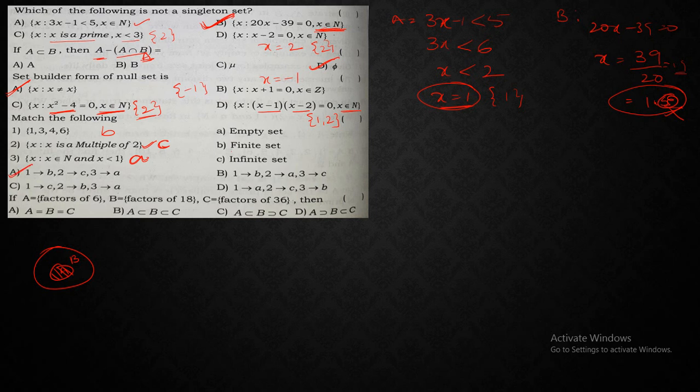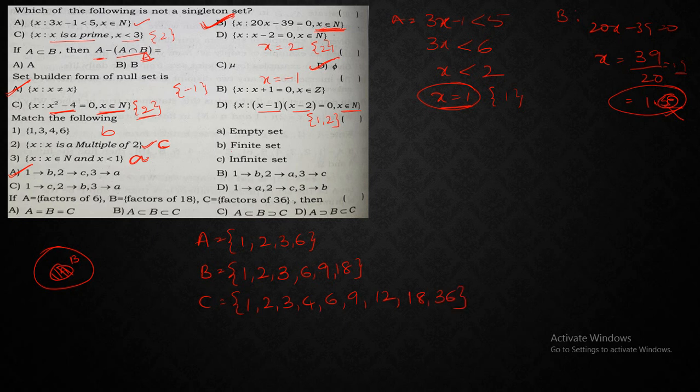So option A. Next, A is nothing but the factors of 6, so A = {1, 2, 3, 6}. Next, B is nothing but the factors of 18. So what are the factors of 18? 1, 2, 3, 6, 9 and 18. Next, the factors of 36: 1, 2, 3, 4, 6, 9, 12, and 18 also will come, no? So 18, 36.